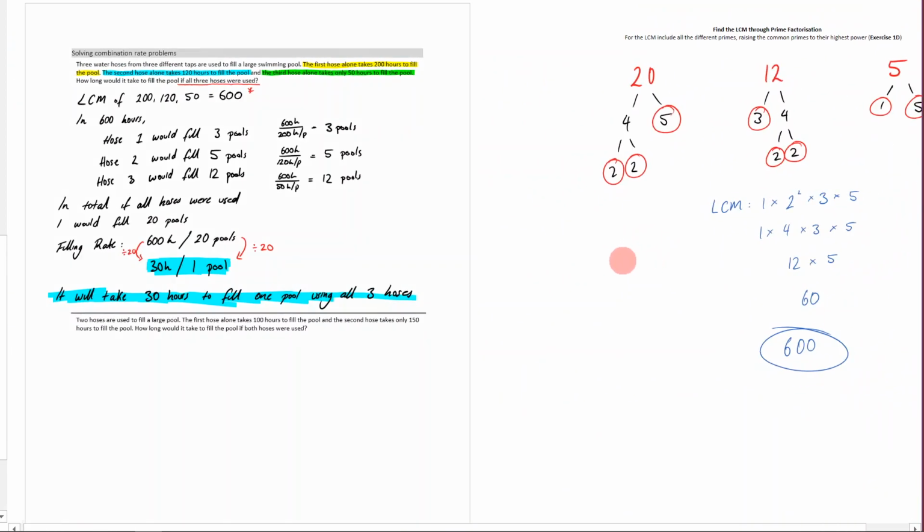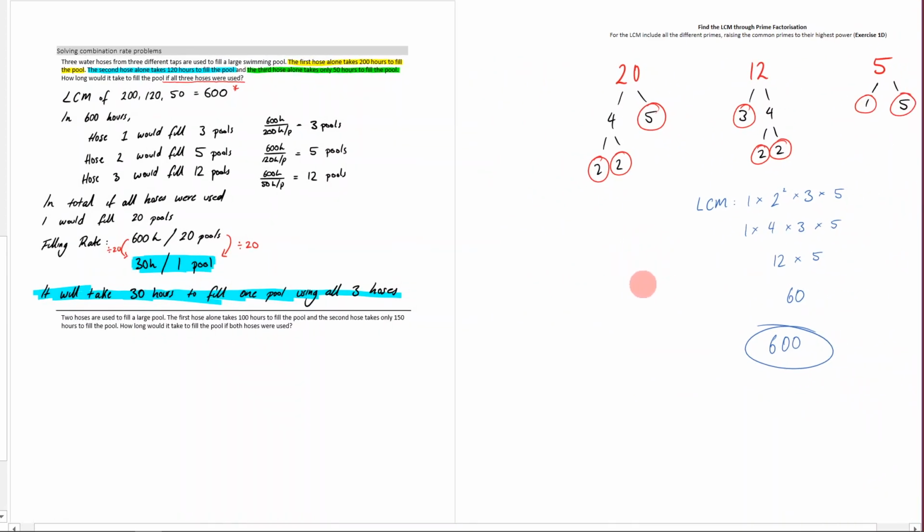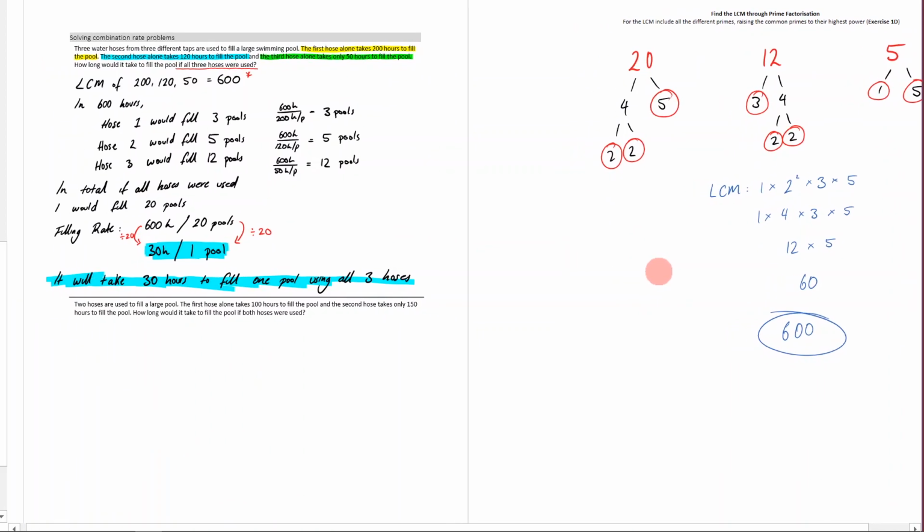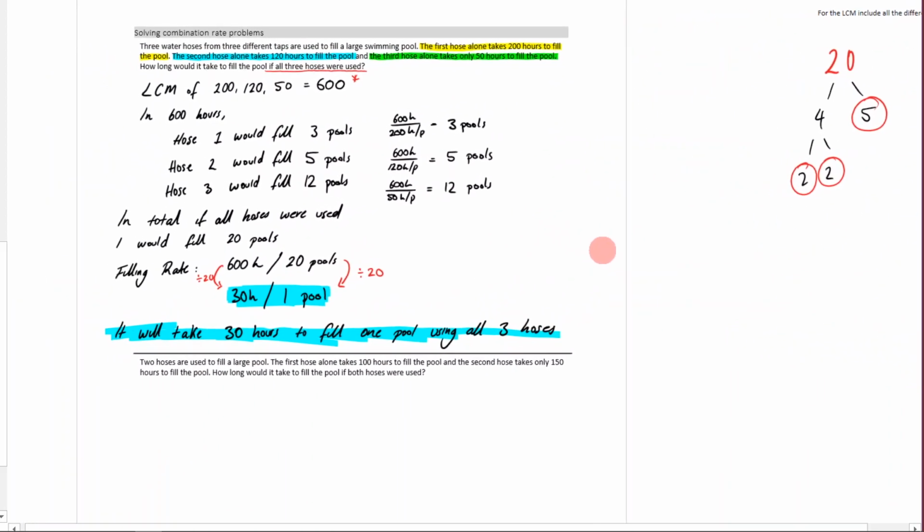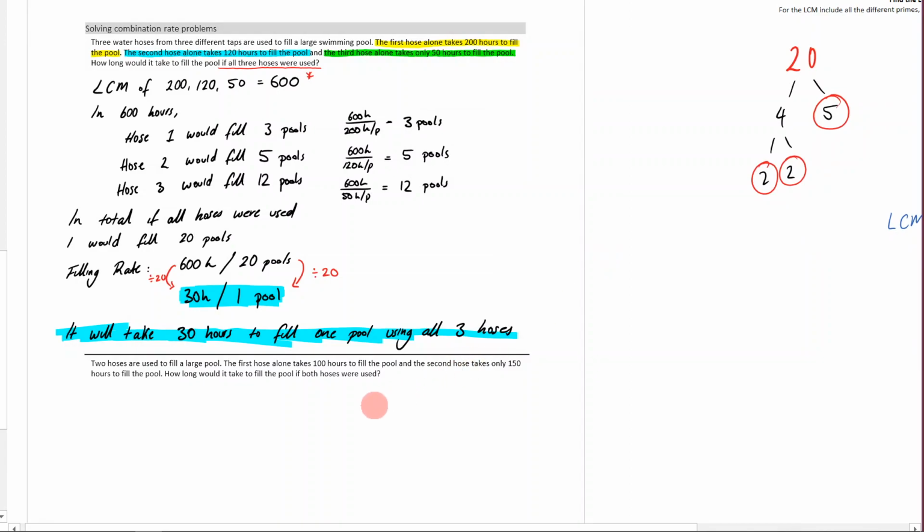So that's a good little technique to find the lowest common multiple. It's through prime factorization. So hopefully you found this video useful. In the next video, I'll go through a very similar question. So you should give this question a go, this one down here, before you watch me go through it, and hopefully you're able to get it right. I'll see you in that next part.